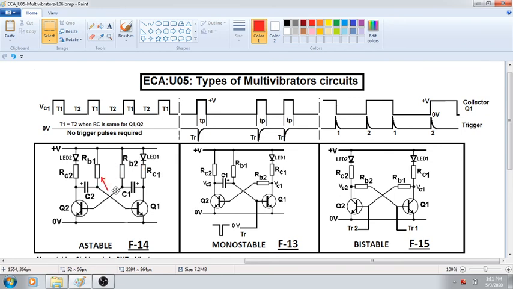Now for example, if you try to make a circuit using this circuit diagram, sometimes what happens, when you give the power to the circuit, nothing will come at the output. That means you won't get any oscillatory output, some high and low like that. You won't get it. You'll be wondering what has happened.